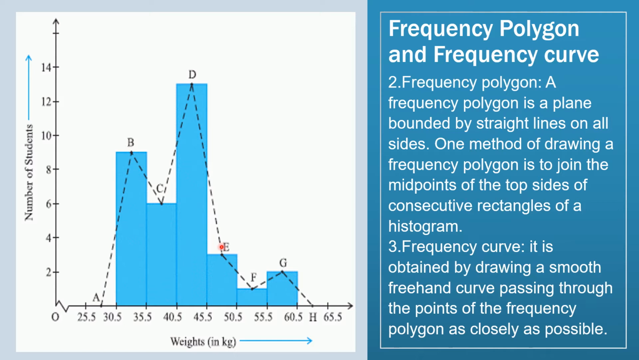Now, the method of drawing a frequency polygon is to join, as I told you earlier, the midpoints of the top sides of consecutive rectangles of a histogram. But you could also plot it directly. When you look at the midpoint of the class interval, the points can be plotted directly on top. Now, a frequency polygon can be used to draw the frequency curve. The frequency curve is obtained by drawing a smooth freehand curve passing through the points of the frequency polygon as closely as possible. So we will look at those diagrams in the next slides.